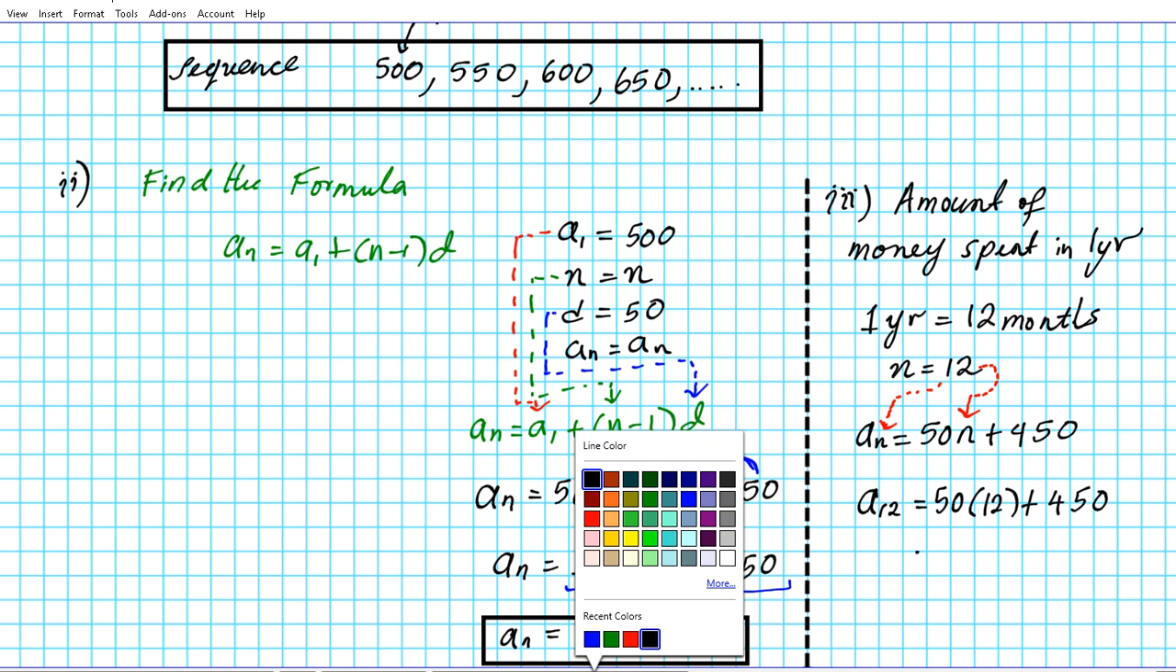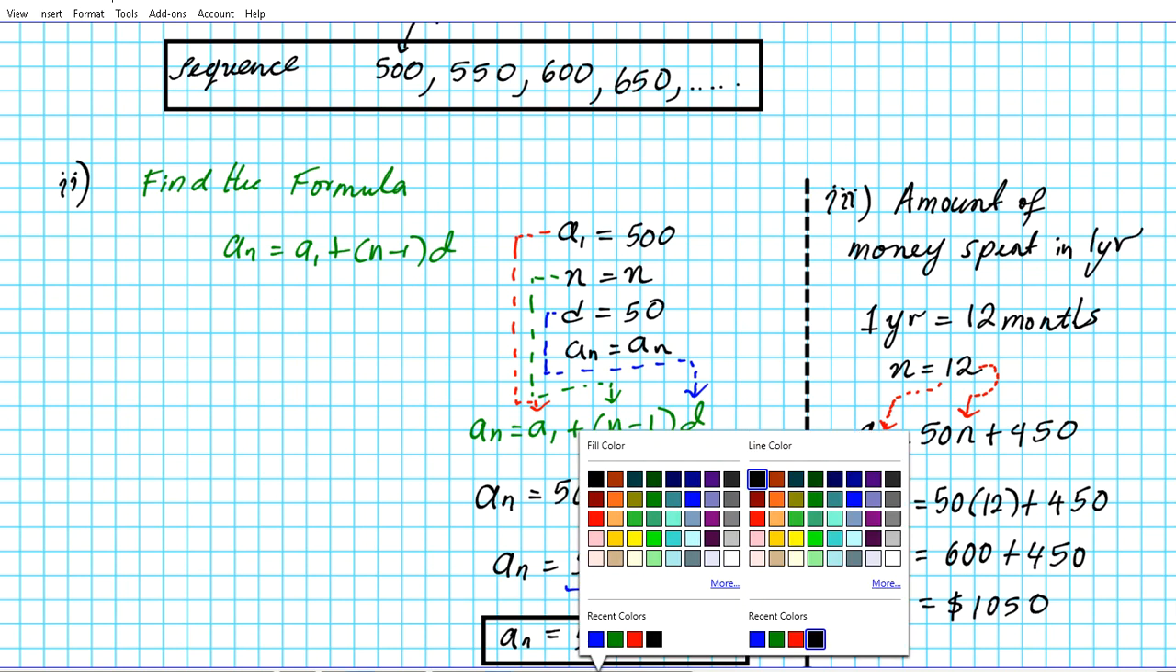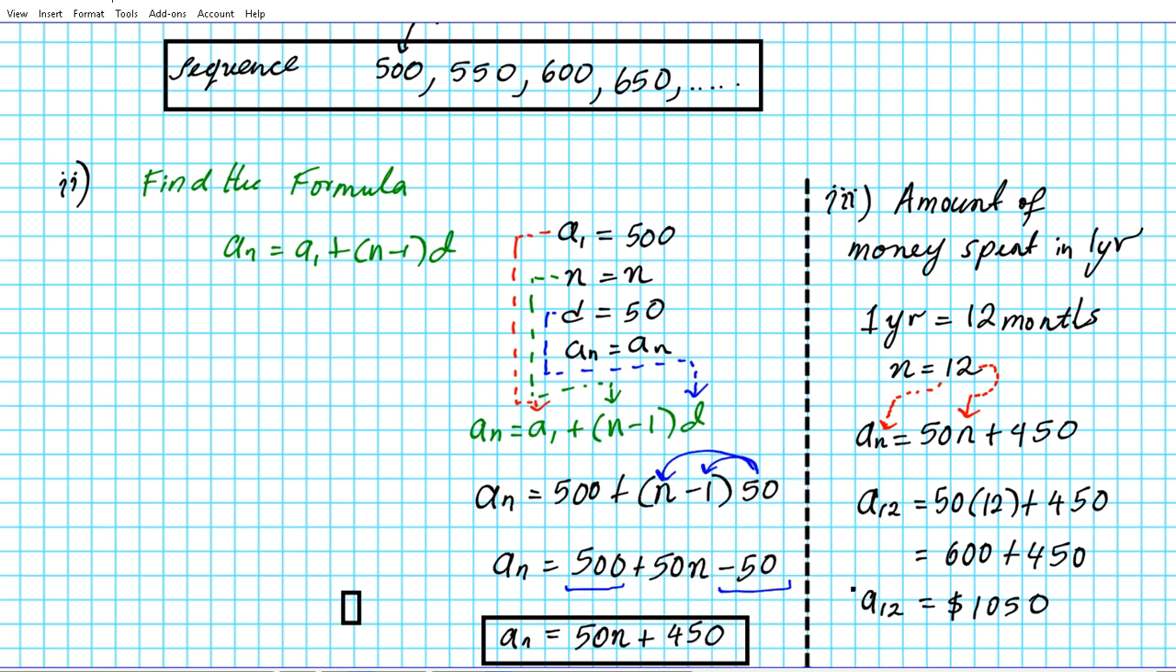Okay, let's use PEMDAS to evaluate this expression. 50 times 12 is 600 plus 450. And when you add these two, you have $1,050. Okay, so after 12 months, Jasmine spent $1,050 on her cell phone. Alright, so there goes the final answer.